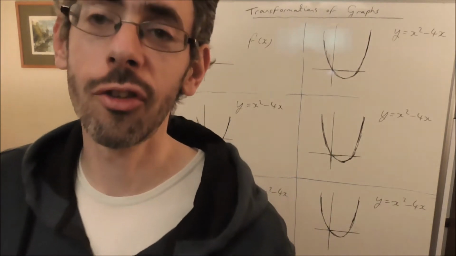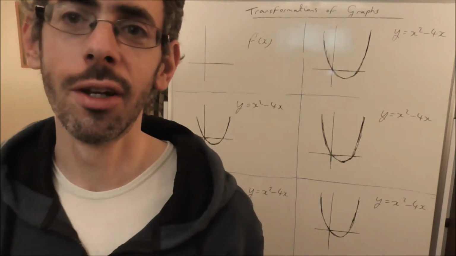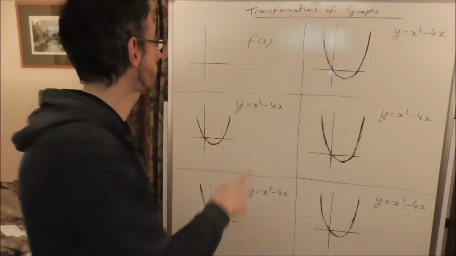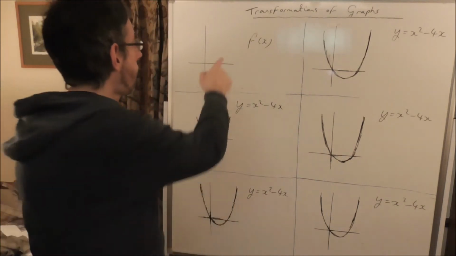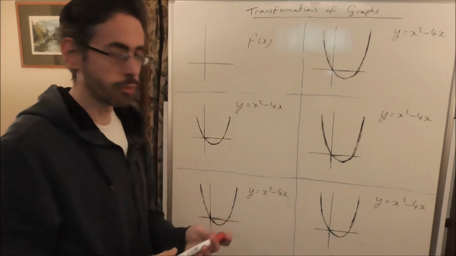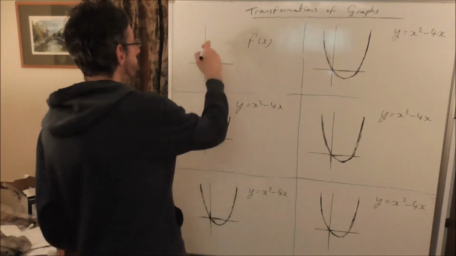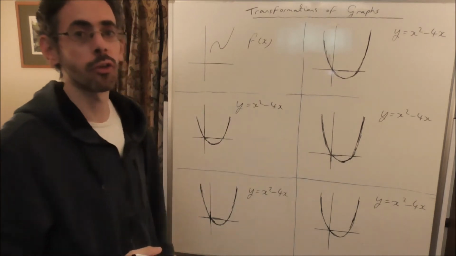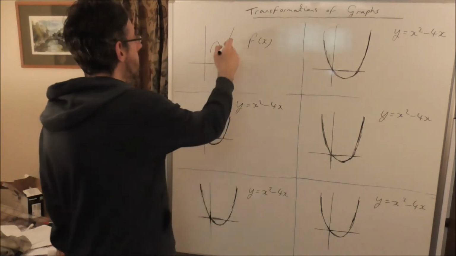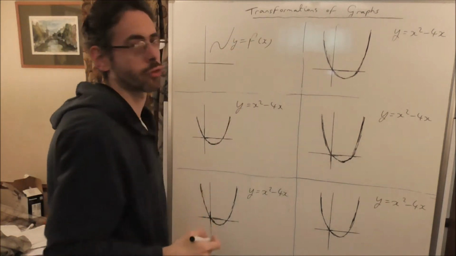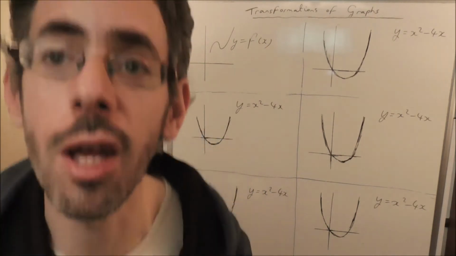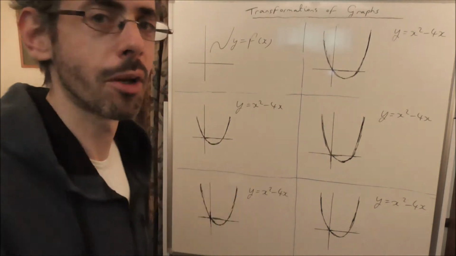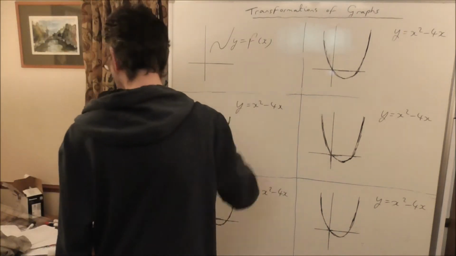Right, so welcome to lesson 2 on transformations of graphs. In this lesson I'm going to talk about the f of x notation that you sometimes see when you do this topic. Sometimes you'll get a question with a graph drawn, but they won't tell you the equation of the graph. They'll just say, here's a graph of y equals f of x, and then ask, can you draw the graph of y equals f of x plus 10, or something like that.